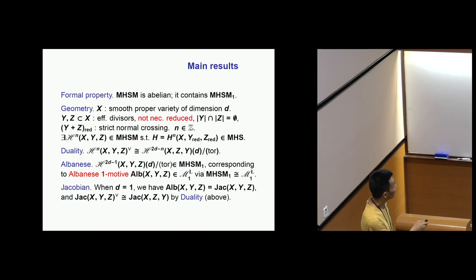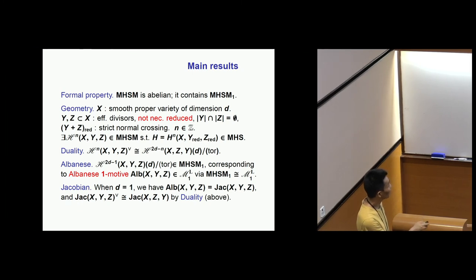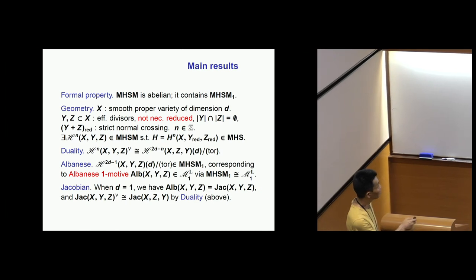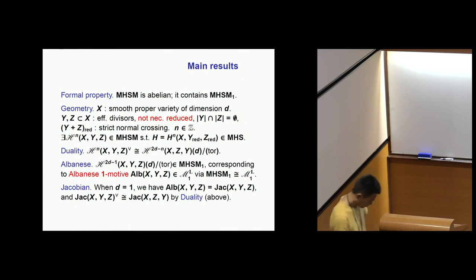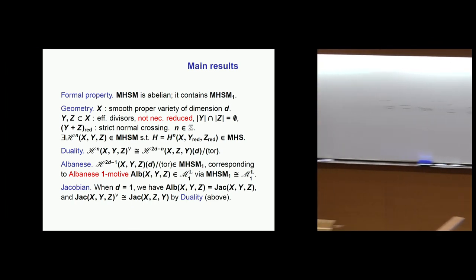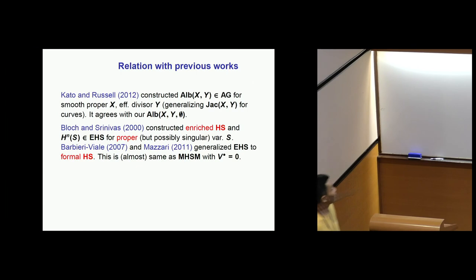I forgot to emphasize that in this duality, we switch two divisors, Y and Z. The dual of X, Y, Z will be a corresponding thing for X, Z, and Y. Okay, this is basically all the results I would like to explain.